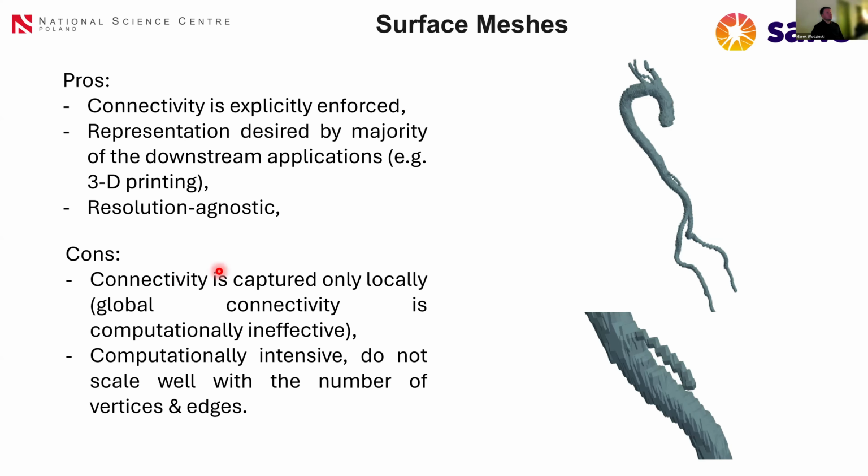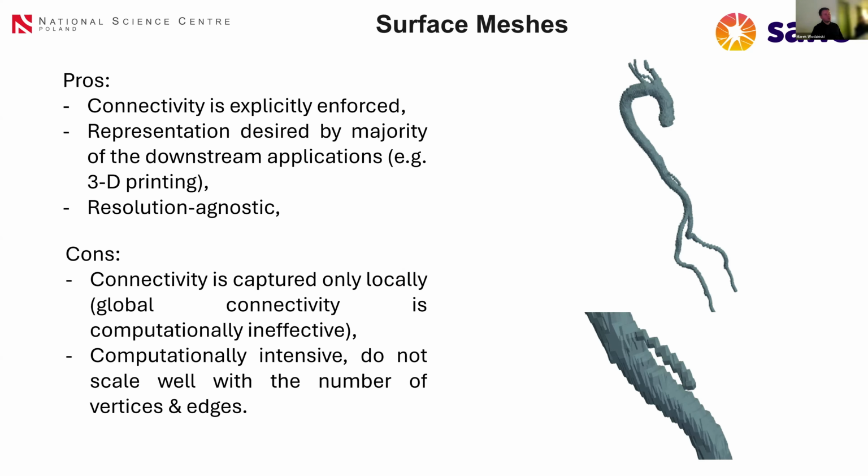Also, the limitations of surface meshes exist. Actually, the connectivity of surface meshes is only captured locally, because tracking the global connectivity is very computationally ineffective. So you can only capture the local connectivity using surface meshes. And also, unfortunately, they are computationally intensive and they do not scale well with the number of vertices and edges.